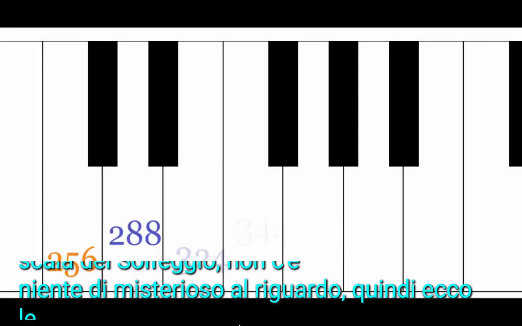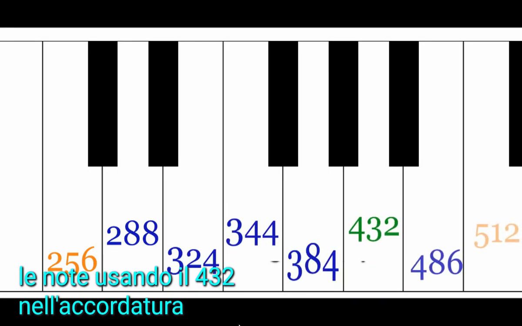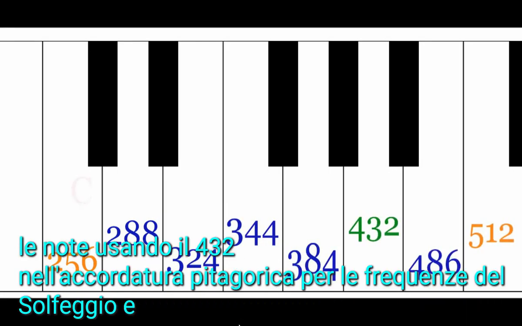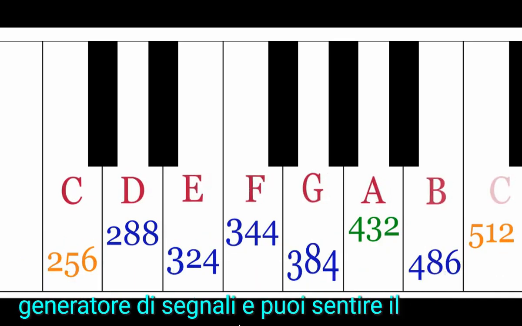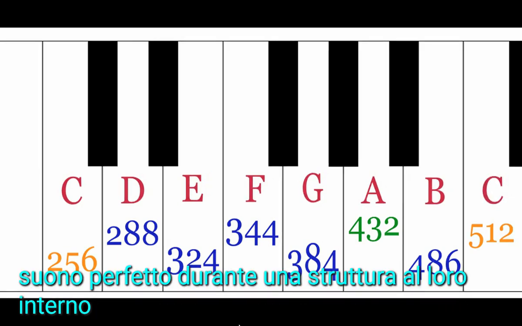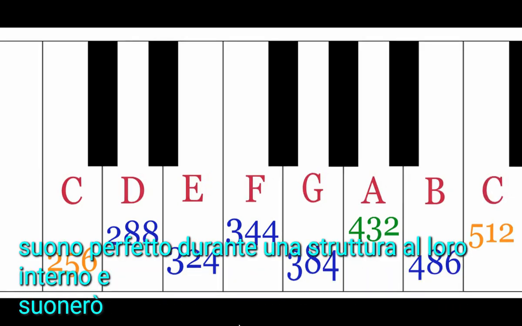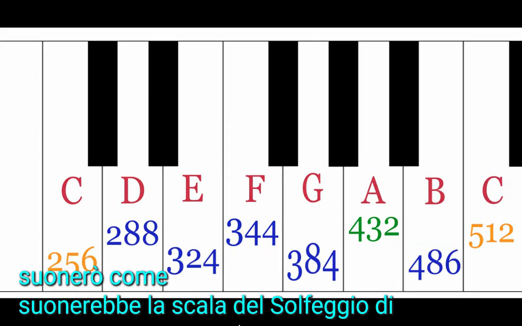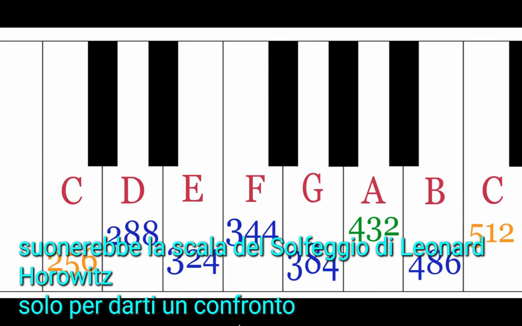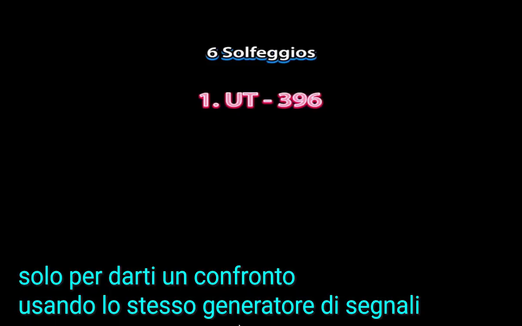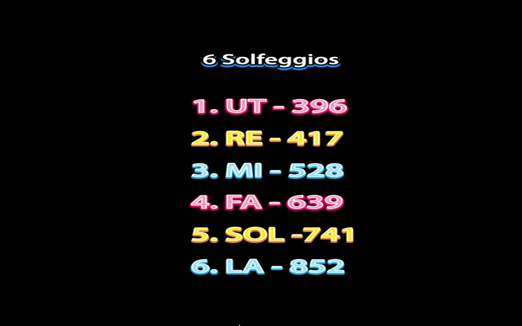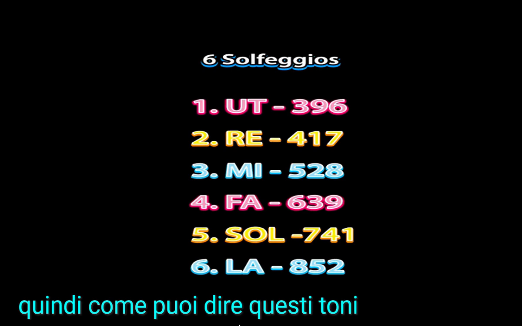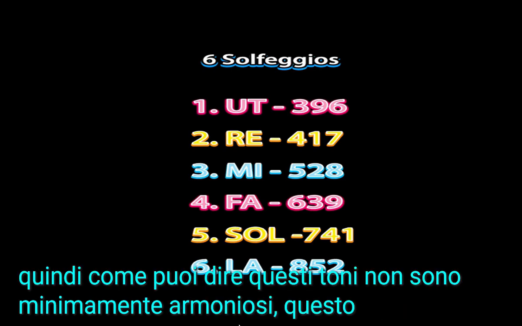So here are the notes using the 432 and Pythagorean tuning for the solfeggio frequencies. And these sounds here were generated with a signal generator. And you can hear the perfect do, re, mi, fa, sol, la, ti sound within them. And I'm going to play what the Leonard Horowitz solfeggio scale would sound like, just to give you a comparison using the same signal generator. So as you can tell, these tones are not harmonious in the least. That's because the family number groups aren't actually frequencies themselves.